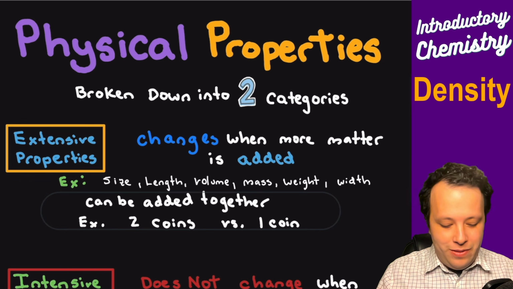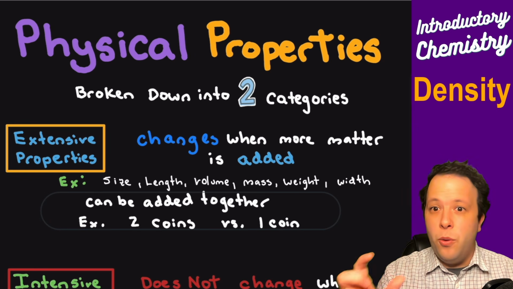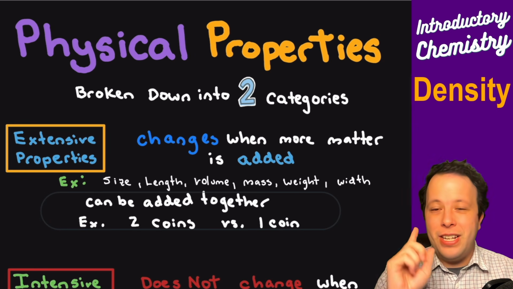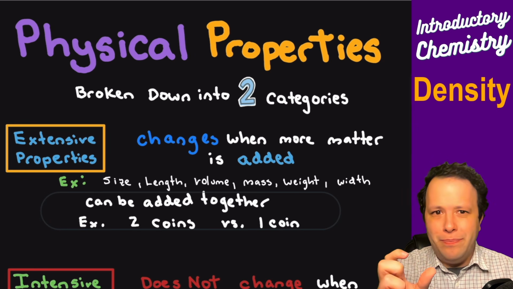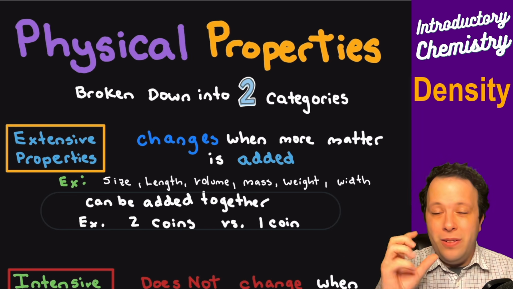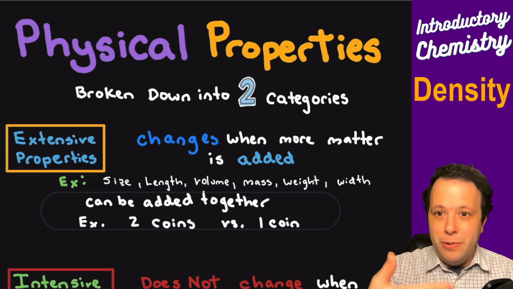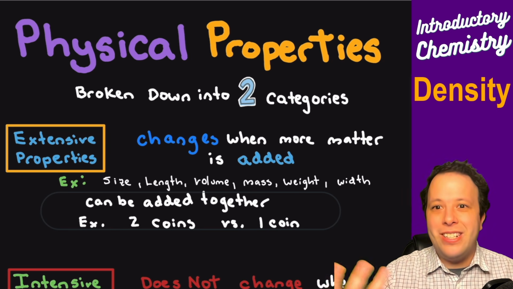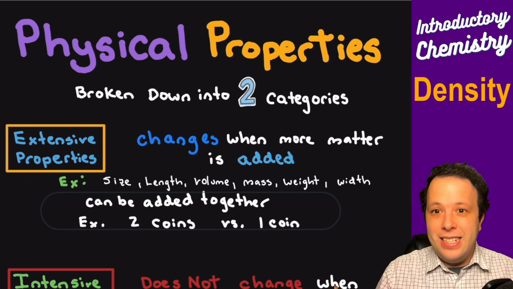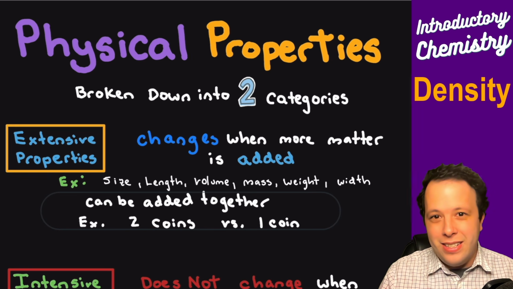The example that I sometimes commonly use is, let's say you have a coin or a penny, and you just have one of them, well, you just have one coin. If you have two, three, four, five, or six, now you have multiple of them. And if you were to put them on a balance, the mass would theoretically double, triple, quadruple each and every time. So that's an extensive property because the more matter you added, the higher the mass got.